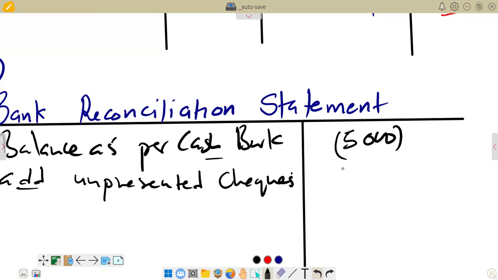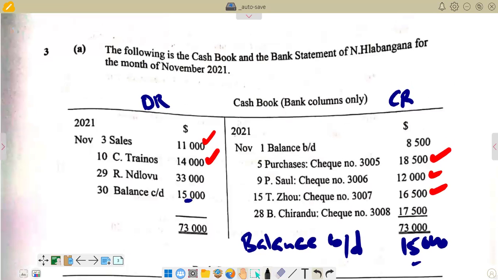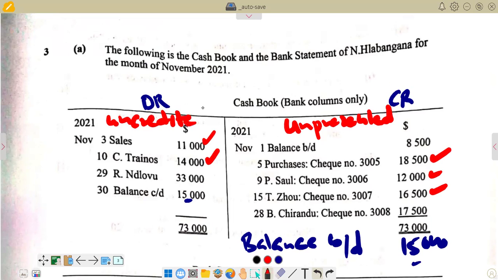On unpresented, remember, if you come here on our cash book, you'll see that unpresented, we are going to see them on the credit side. That's where we are going to have unpresented. And then uncredited will be on the debit side. So this is what we have. On the unpresented, we are looking for entries that are there in the cash book but are not appearing on the bank statement.